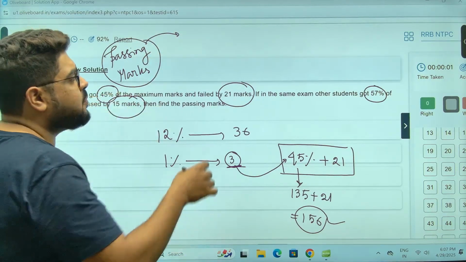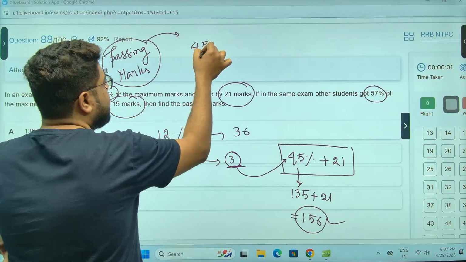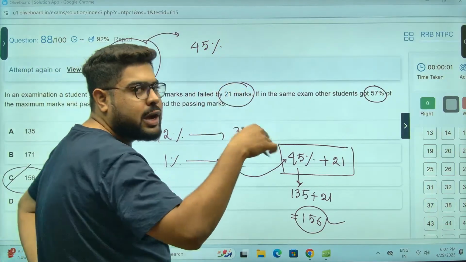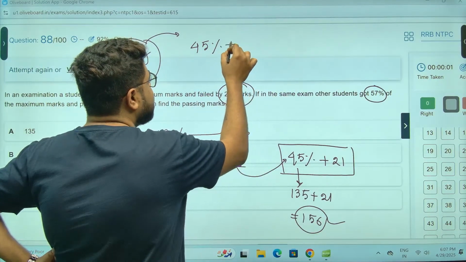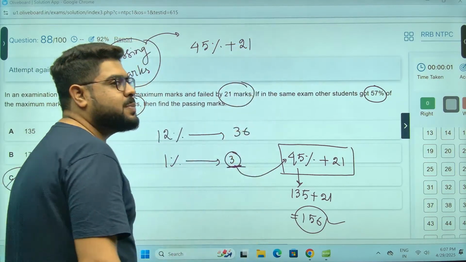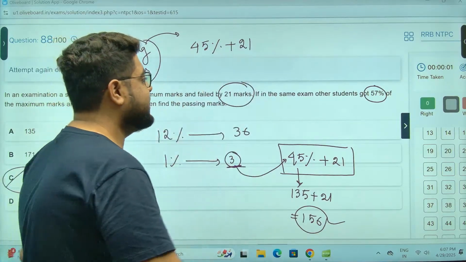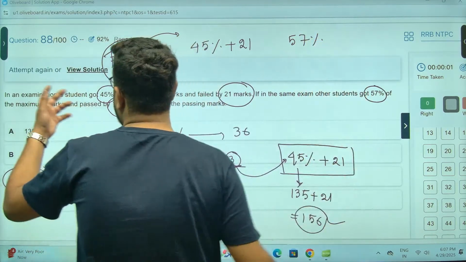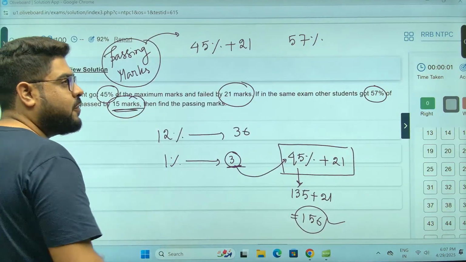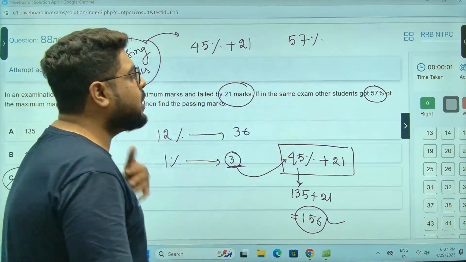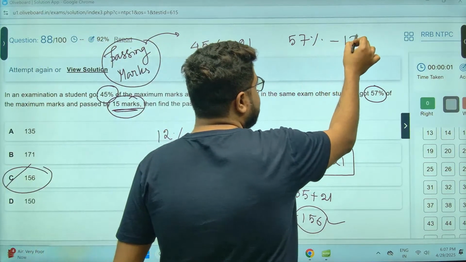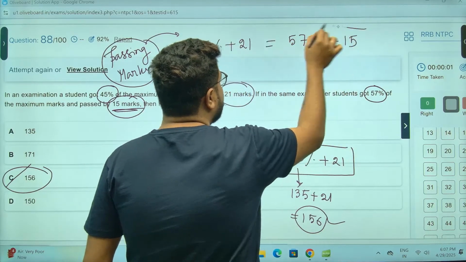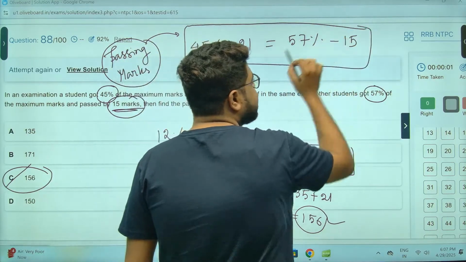First, 45% he has got, failed by 21. So how can I make that person pass? Add 21 to his marks, he will pass now. Second person got 57, but he got more than passing marks, 15 marks more. How to get to passing marks? Subtract 15. So both are equal because one exam cannot have 2 passing marks.